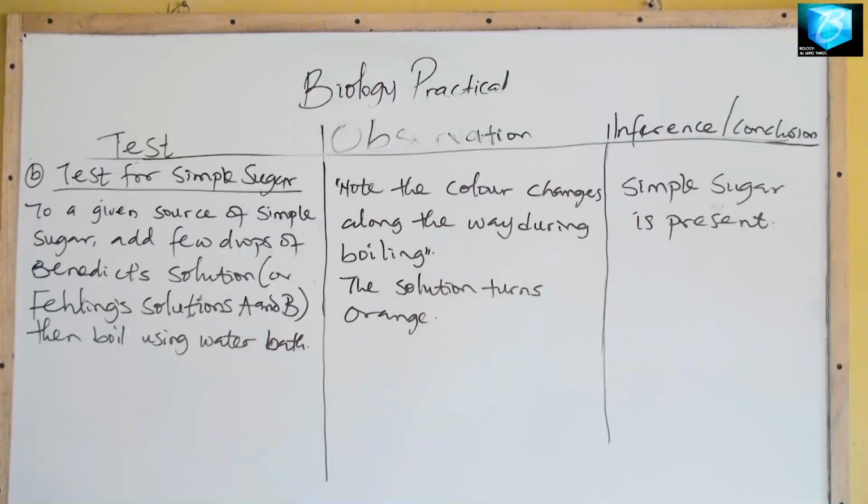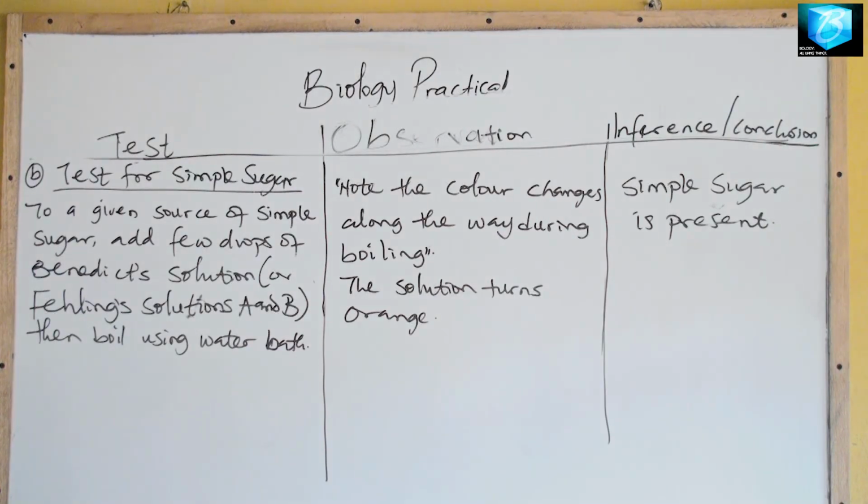Really, this table summarizes tests for simple sugar. So for any source of simple sugar given, just add a few drops of Benedict's solution, then you boil using a water bath. If there is no provision for Benedict's solution but you are given Fehling's solution, it is going to be two solutions, solutions A and B, which must have been labeled. So you add them and then you boil accordingly.